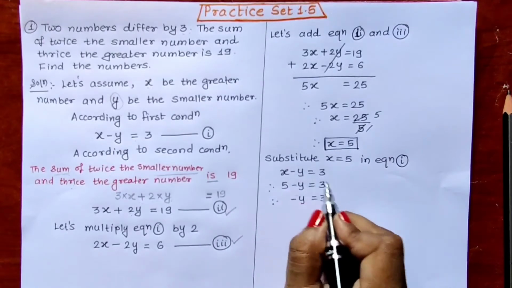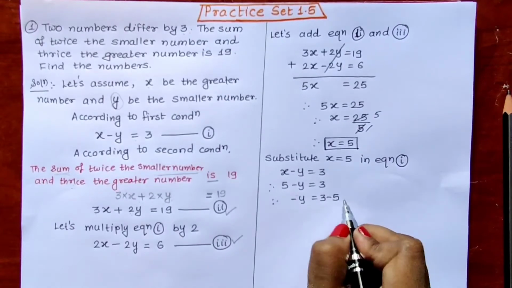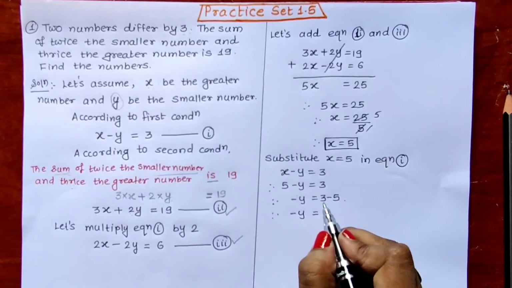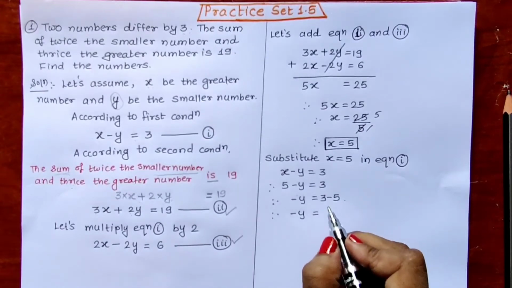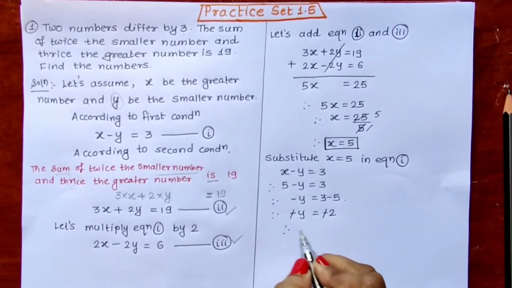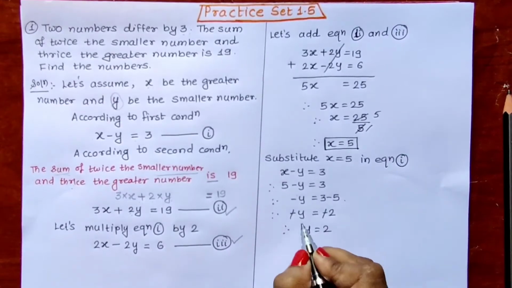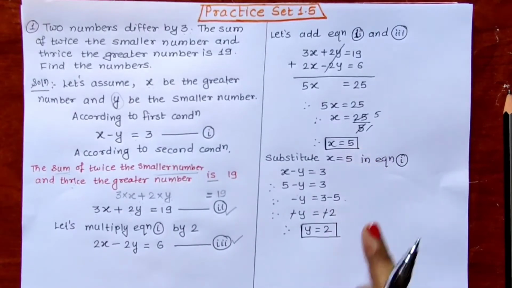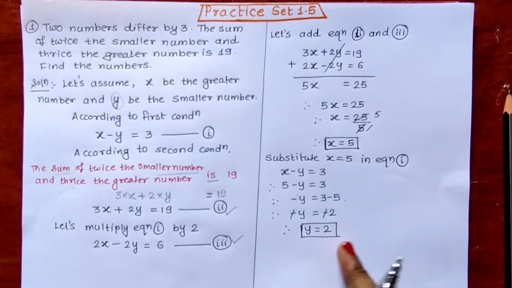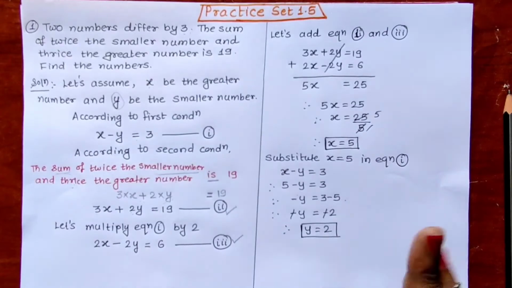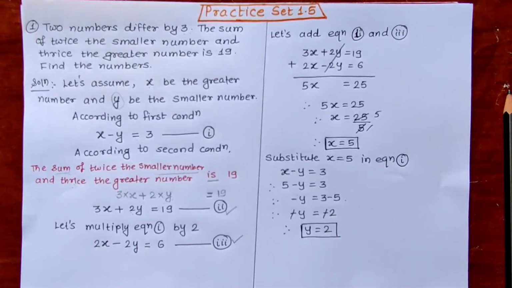This plus 5 we have to transfer, it becomes minus 5. So minus y is equal to 3 minus 5. Bigger number subtracted from smaller number, we get minus 2. Minus minus sign cancel, y is equal to 2. So in this way, these two numbers which we have got are 5 and 2. Bigger number is 5, smaller number is 2, and 5 minus 2, answer we get 3. That means our answer is correct. So in this way, we will have to check the answers whether they are correct or not.